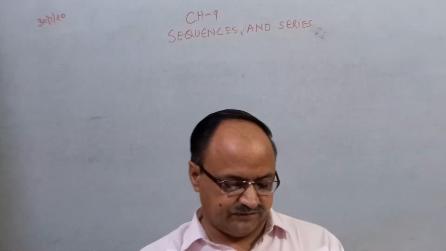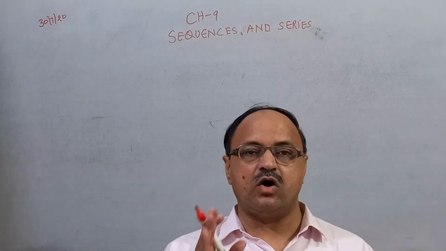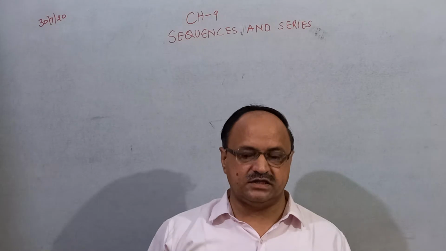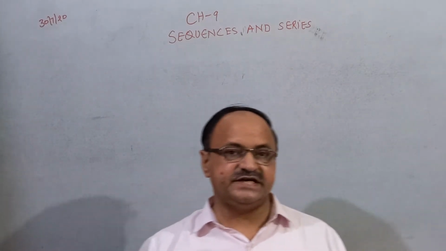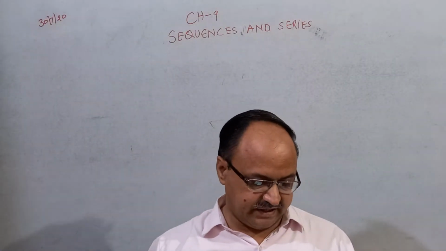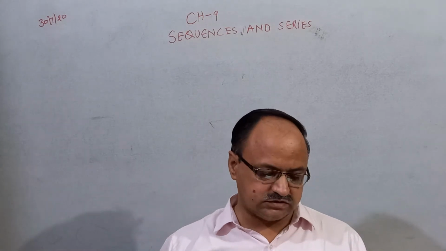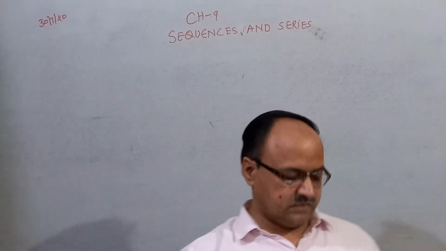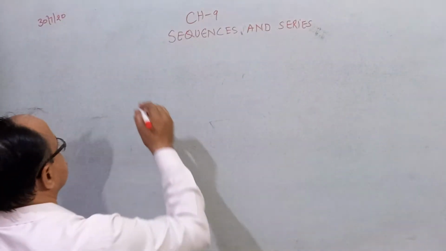Question number 12. The sum of first three terms of a GP is 39 by 10 and their product is 1. Find the common ratio and the terms.